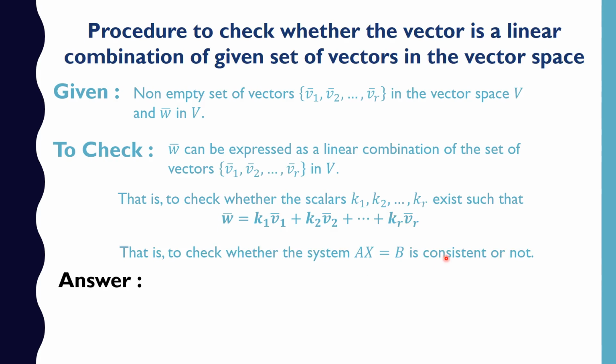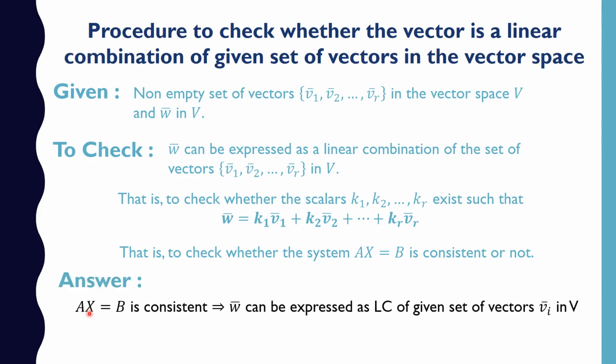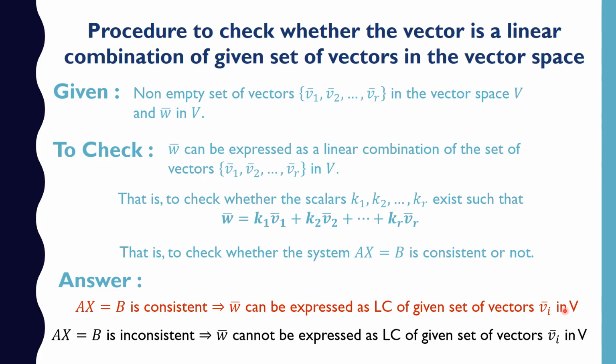So how are we concluding about the linear combination by checking the consistency? Yes, if the system is consistent, it indicates W vector can be expressed as a linear combination of the given set of vectors in V. On the other hand, if the system is inconsistent, then W vector cannot be expressed as a linear combination of the given set of vectors in V.